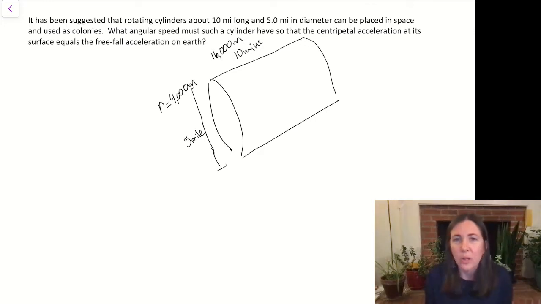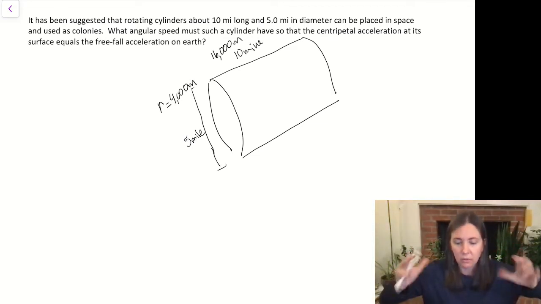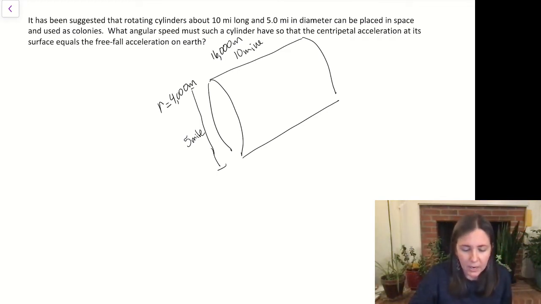Okay, so this question has a lot going on. If you don't know where to start, I always start with drawing a free body diagram and thinking about the forces. This cylinder is going to rotate and create artificial gravity. We're looking for the angular speed that the cylinder has to have so that the centripetal acceleration at its surface equals the free fall acceleration on Earth.